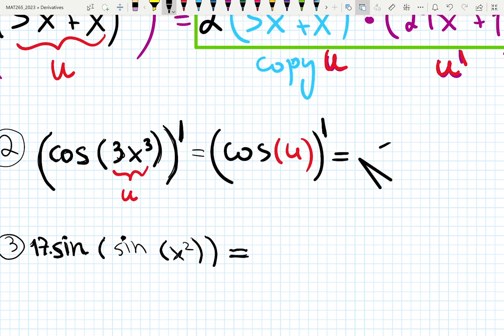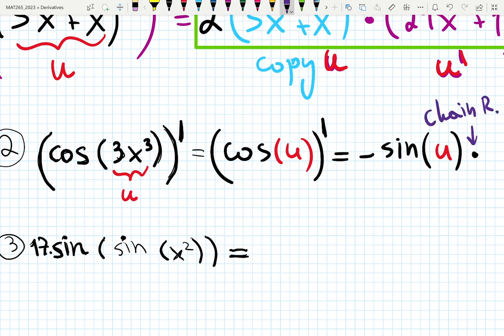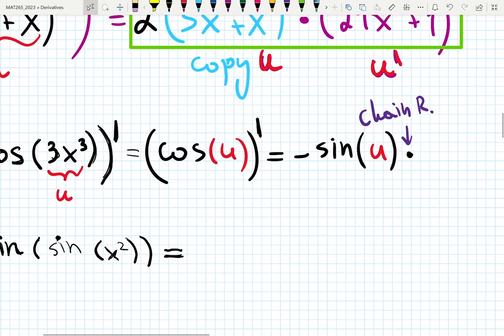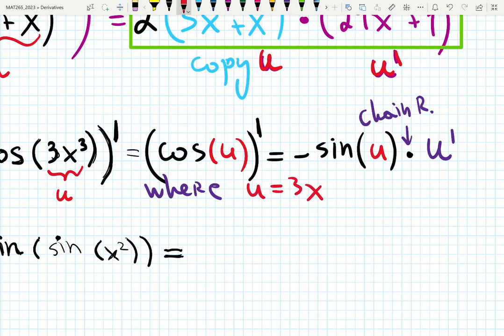Negative sign. Negative sign. Oh, look at that. Interesting. Negative sine of u. And then chain rule says, please don't stop. That's what chain rule says. Chain rule says, well, there's a function inside. It's not just x or t anymore. u is a function. So chain rule says, please differentiate u. So it will be times u prime. That's how it looks. And I will write down where u is 3x cubed.